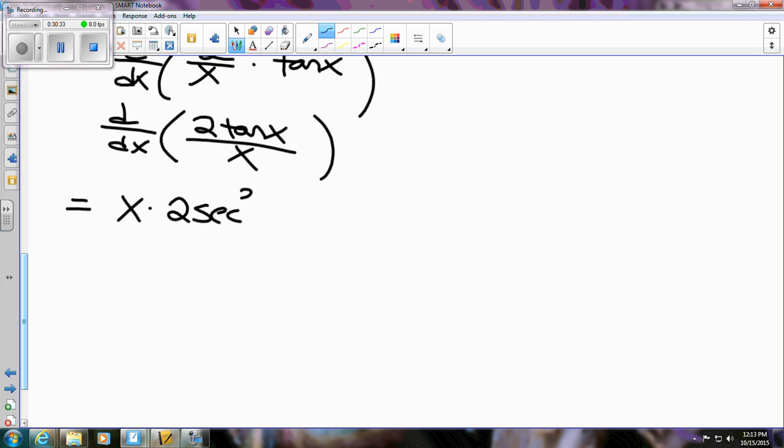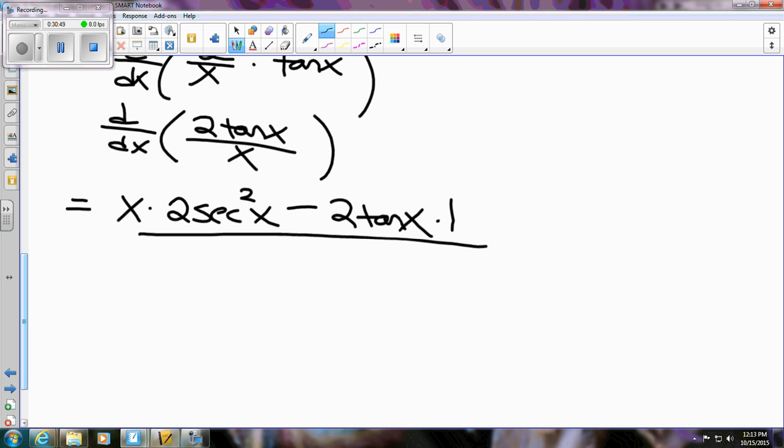2 secant squared x. Good. Less high. 2 tan x. What's the derivative of x? Uno. All over x squared. Can I cancel that x? No. Nope, it's not a factor of the whole numerator. Don't do it. I'm going to keep it. All right, now, so we're done with that.